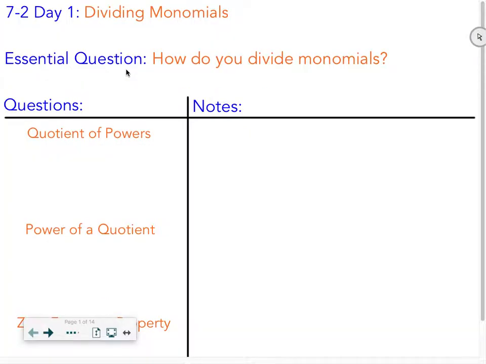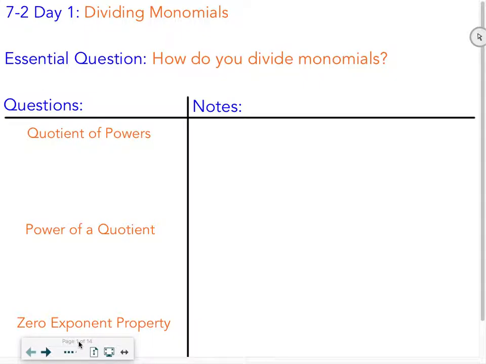Fraction 7-2, day 1, dividing monomials. Essential question, how do you divide monomials? So this lesson will be all about dividing. We have 3 different vocab in this lesson. So we have quotient of powers, power of a quotient, and 0 exponent property.